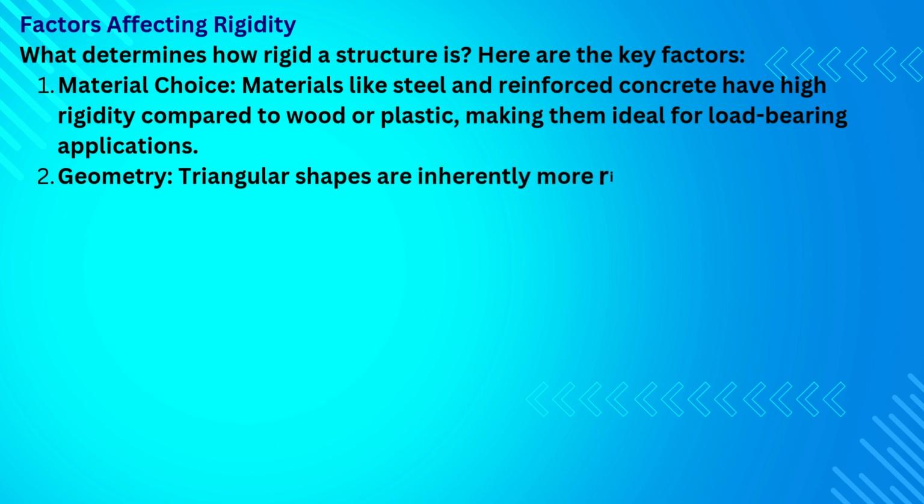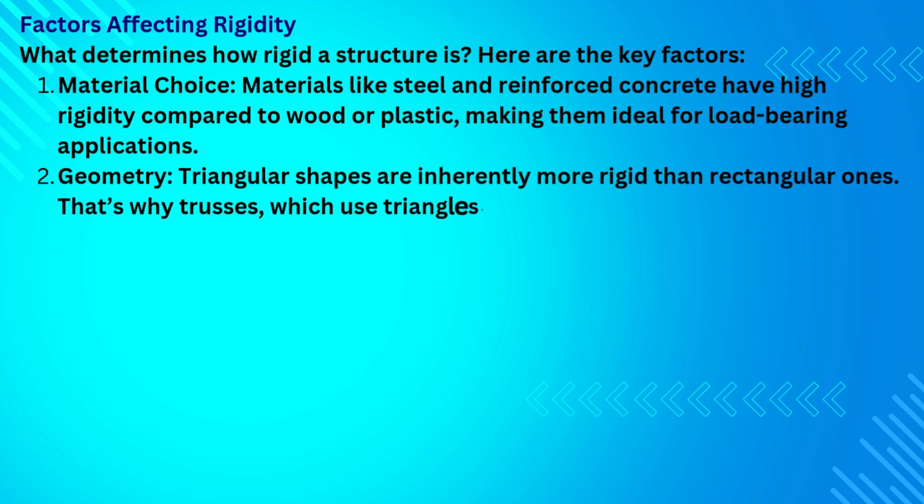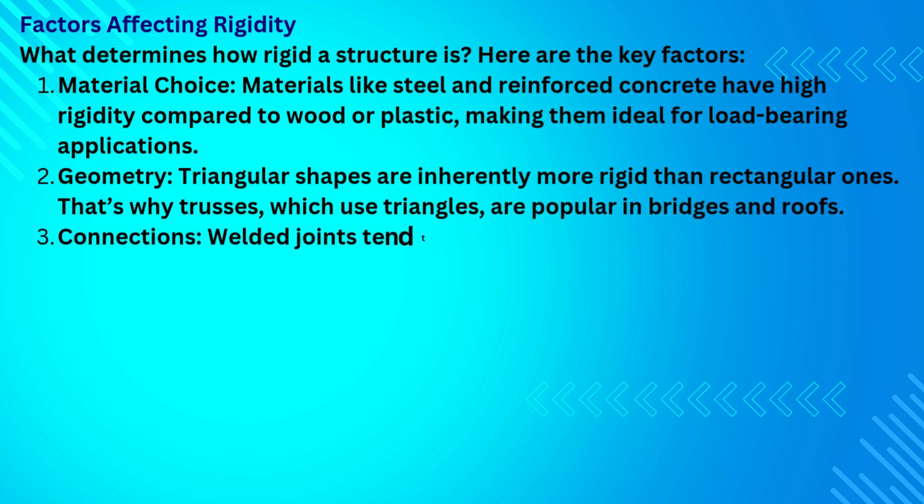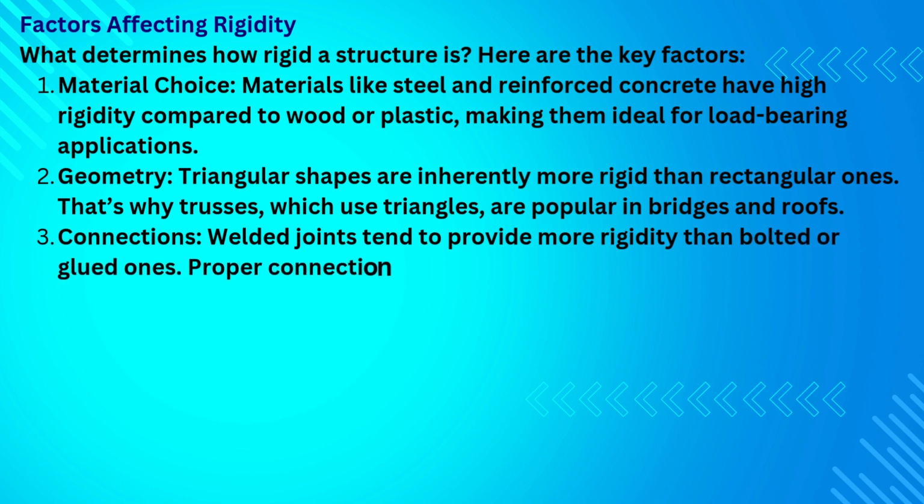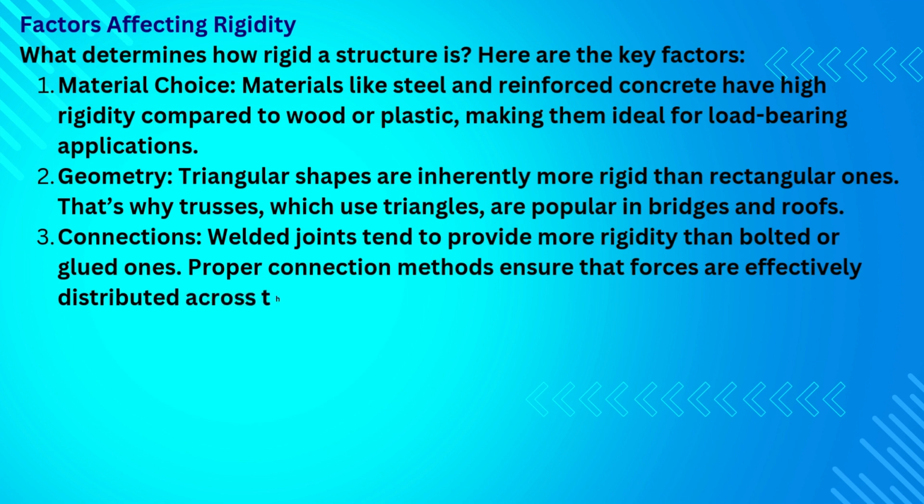Triangular shapes are inherently more rigid than rectangular ones. That's why trusses, which use triangles, are popular in bridges and roofs. 3. Connections. Welded joints tend to provide more rigidity than bolted or glued ones. Proper connection methods ensure that forces are effectively distributed across the structure.